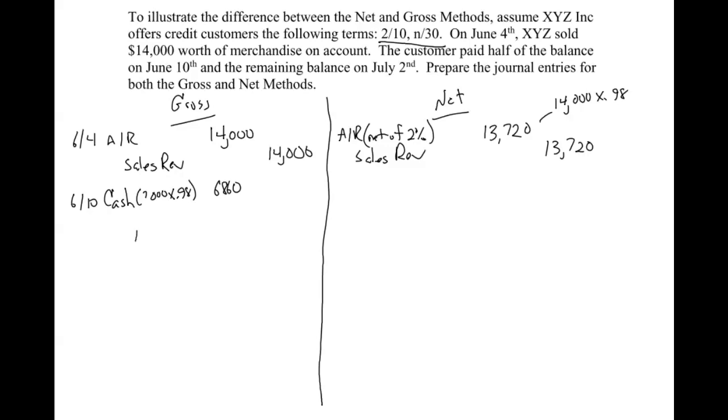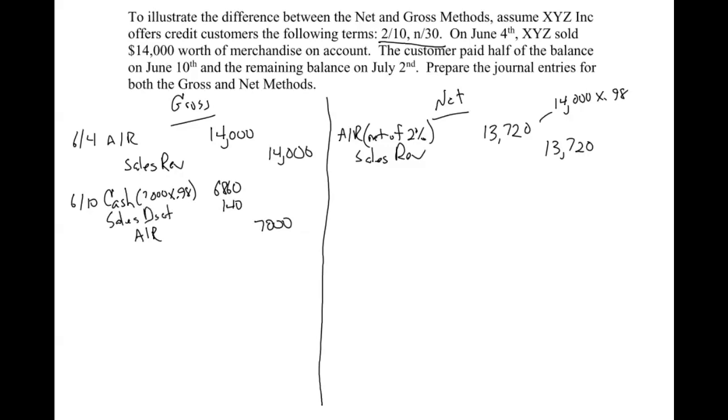All right, now skip a space here. Accounts receivable still has to come off at 7,000 because they're paying off half of what they owe. They just elected to pay it within the discount period. So you can see we have a difference here of 140. This is our sales discount account.